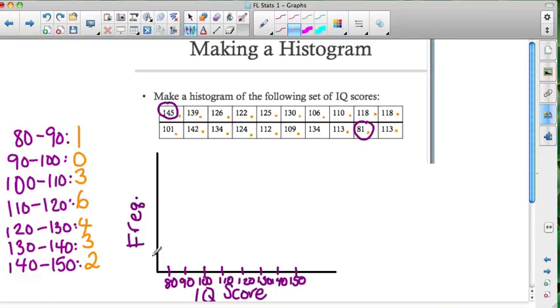So I'm going to label my y-axis. I'm going to go up by ones: 1, 2, 3, 4, 5, 6, 7, and I'm going to fill in the corresponding bars. So from 80 to 90, my bar needs to have a height of 1.